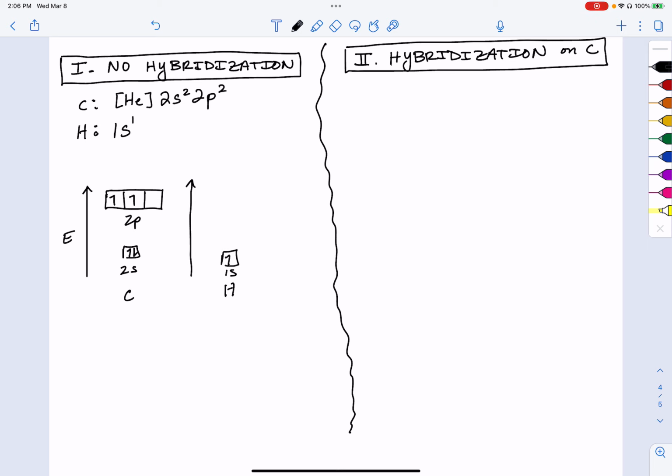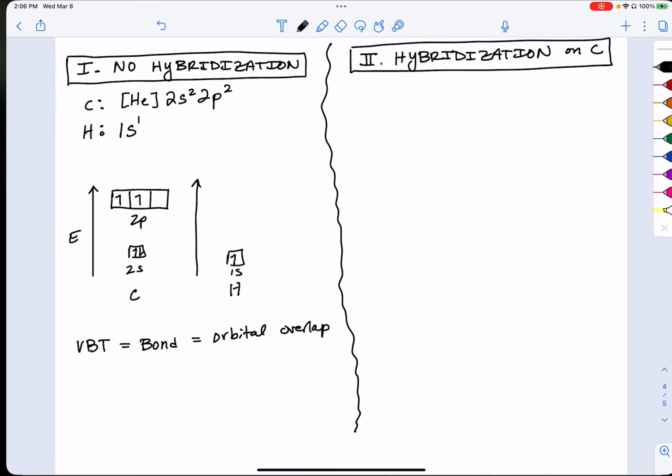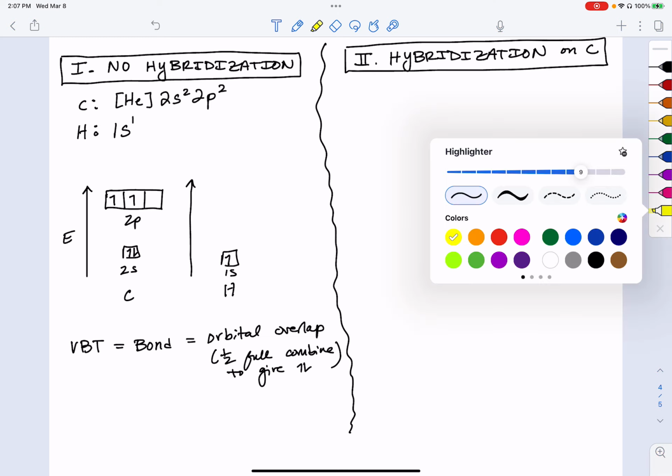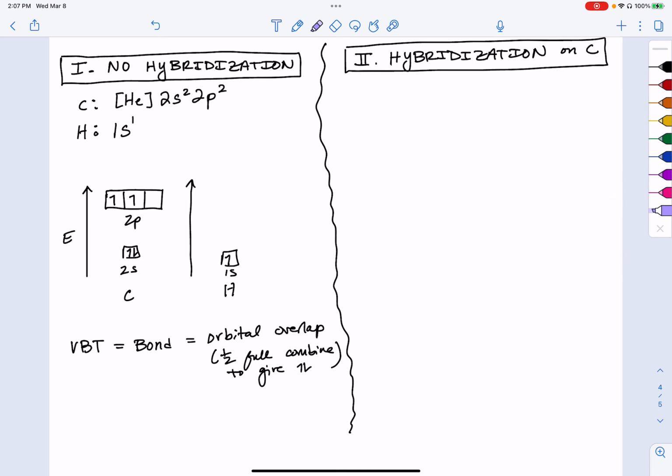All right. Now remember, by definition, in valence bond theory, a bond is equal to orbital overlap, where half-full orbitals combine or overlap to give us a spin pair in that overlapping region. So let's look for some half-full orbitals. Carbon has 2 half-full valence orbitals, right? It has 2 of those p orbitals, each of them half full.